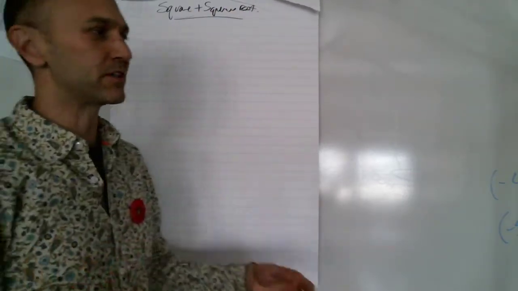What is the square of a number? Does anyone know what the square of a number is? What's the square root of a number? The square of a number is a number times itself. Okay, awesome. So if the square of a number is a number times itself, what is 4 squared? 4 squared is 16.